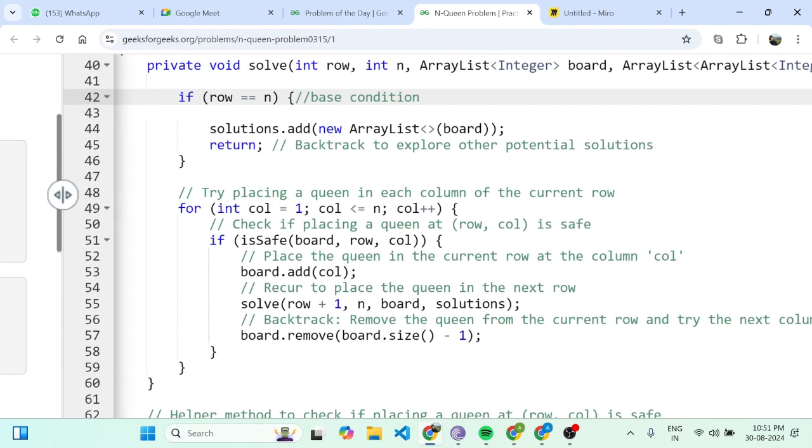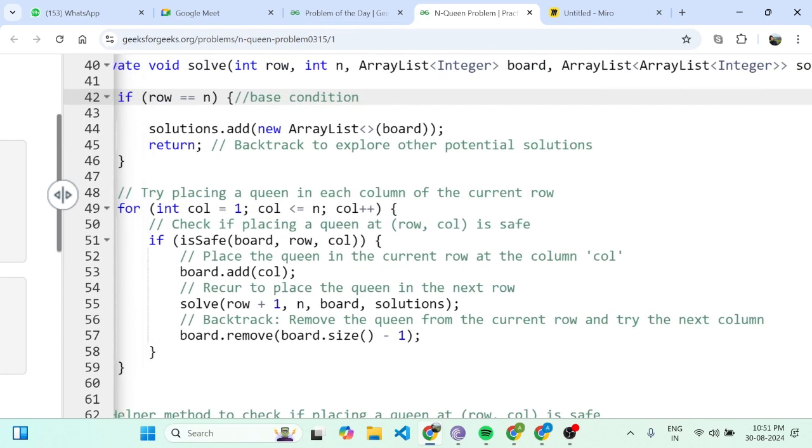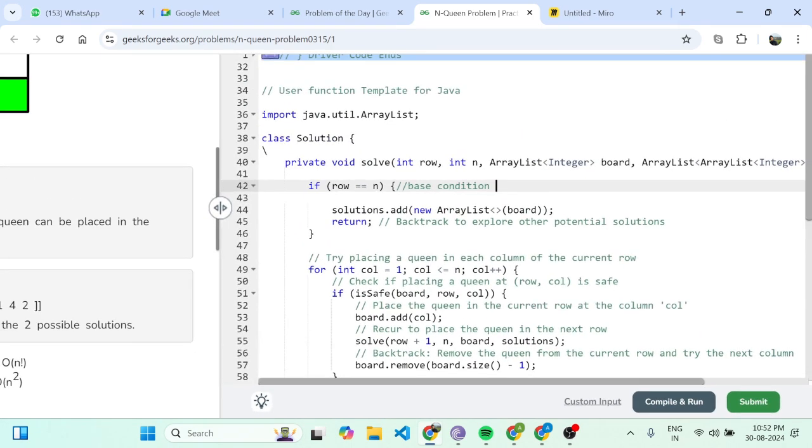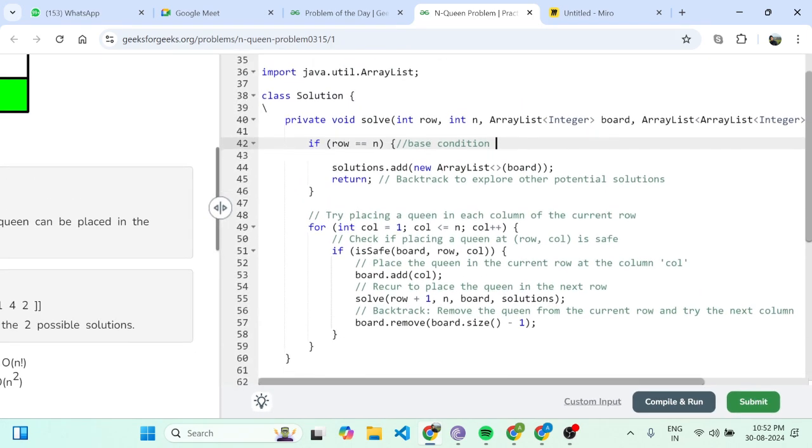We have to remove the queen from the current row and try the next column. So the current row is already filled, the queen is already placed. Now my task is to place the queen into some other column. So for that, I'm going to remove the queen from the current row and put it into the next column. And this process continues recursively. So this was about the backtracking concept of the particular problem statement.